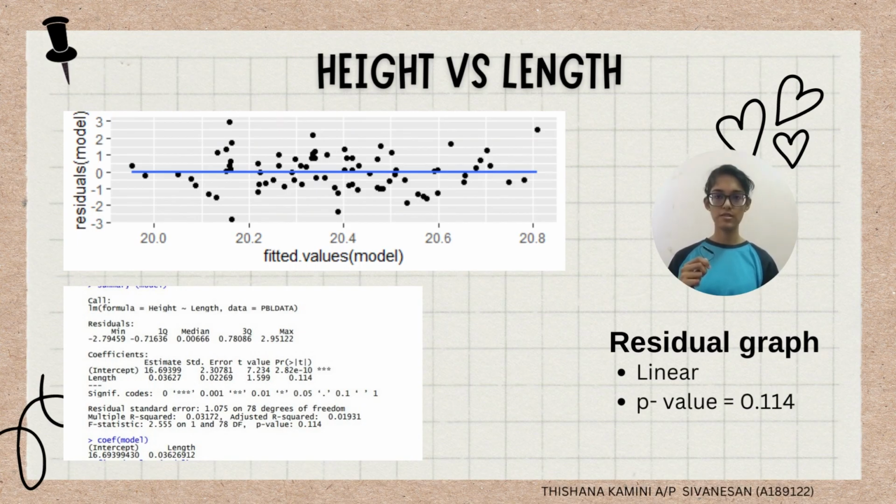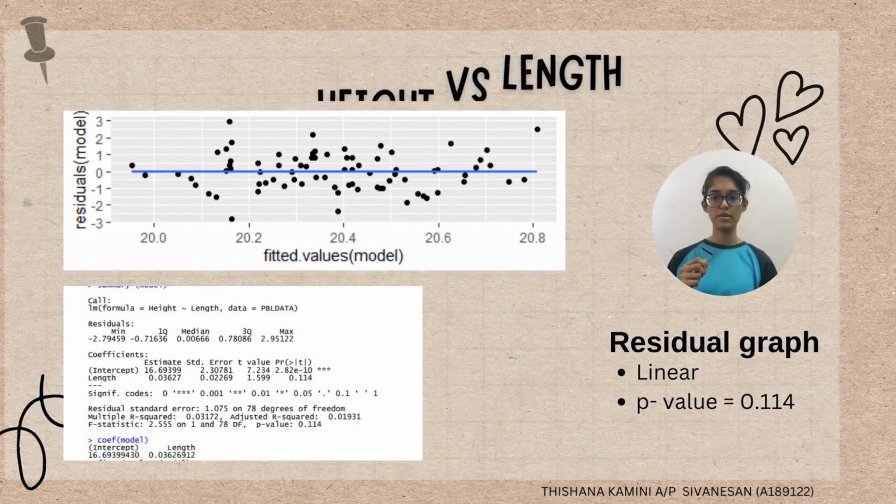Lastly, we plotted the residual graph, which shows residuals versus fitted values to obtain the outliers. Once again, we can see the graph is linear, and the p-value is 0.114.